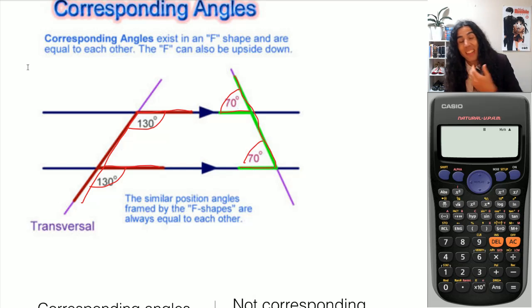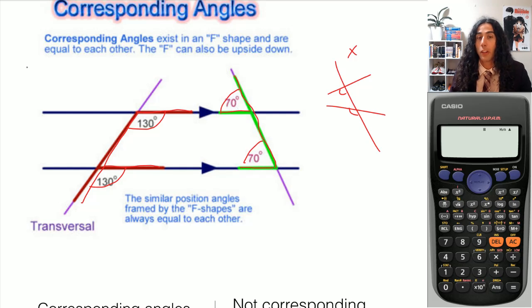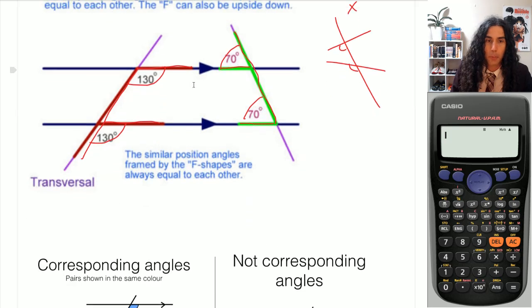Now this only occurs if you've got parallel lines. If you have lines which aren't parallel, so if I draw lines over here that aren't parallel, you can't say that this and this are equal, even though it's an F shape. Or for example, these two, because the lines aren't parallel, it's not going to work. So you need parallel lines, and the transversal is the line that cuts them. Moving on.